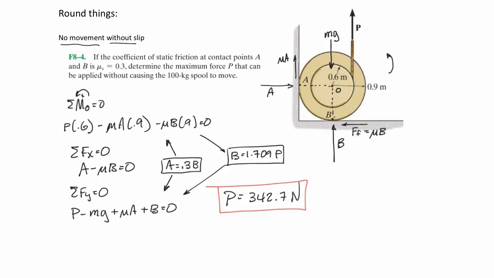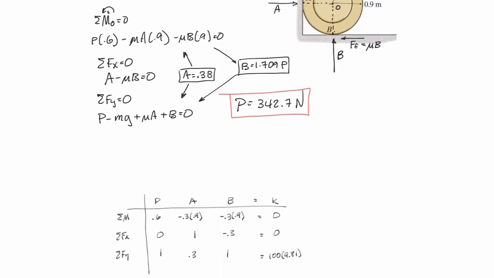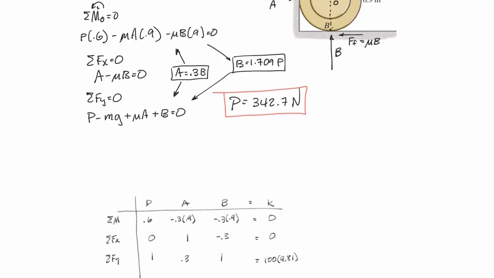Another way of doing this is with RREF. We do have three equations, three unknowns. So let's just look at the way to set this up with RREF, and let's see if you can relate to this. In this case, what I did was built my three unknowns and three equations into my matrix. So here are my three equations. Here are the three unknowns, P, A, B, and then of course they have to be equal to a constant. So let's just follow the coefficients and make sure. Sum of the moments. So I have P has a coefficient of 0.6. A has a coefficient of 0.3 times 0.9, and that's negative.